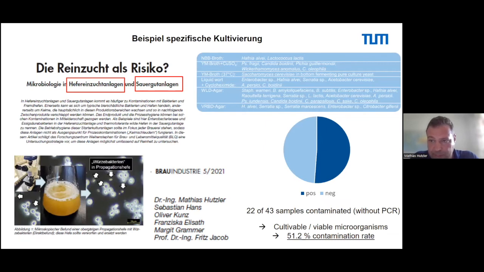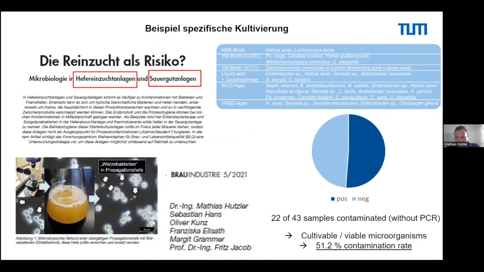So during the Corona time, we did a study on fermentation, pure culture plants, so propagation yeast plants where you grow your starter culture for brewing. And with normal methods, you only check for beer spoilage bacteria. They are mostly negative, but we thought, let's check for other microorganisms, and we found a lot. So in 22 of 43 samples, we found cultivable microbes. They are listed above. And when we applied PCR-based methods, it was almost 80%.